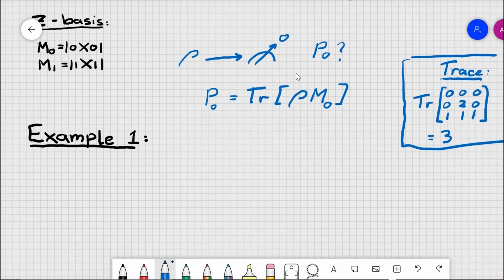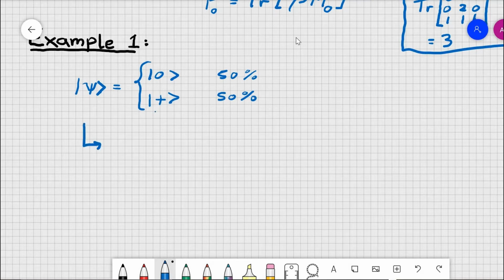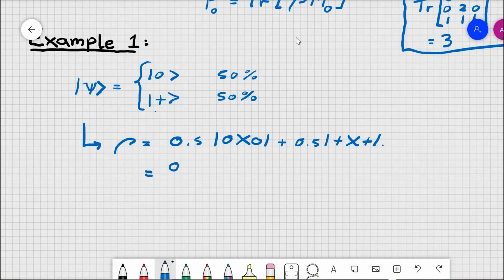Now let's take a look at an example. We have a state psi that is in the 0 state 50% of the times, and in the plus state the rest of the times. We can write down the density matrix as follows. Rho equals 0.5 |0><0| plus 0.5 |+><+|. We can work out this density matrix, which leads to rho is 0.75, 0.25, 0.25, 0.25.